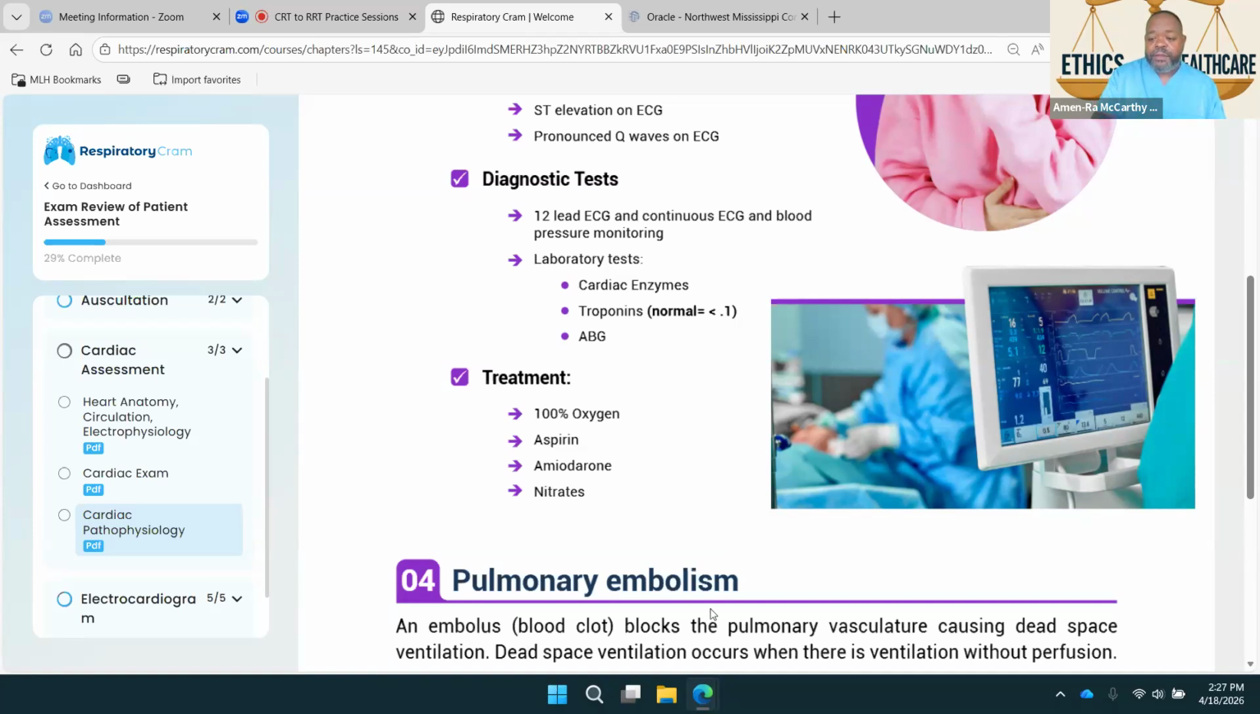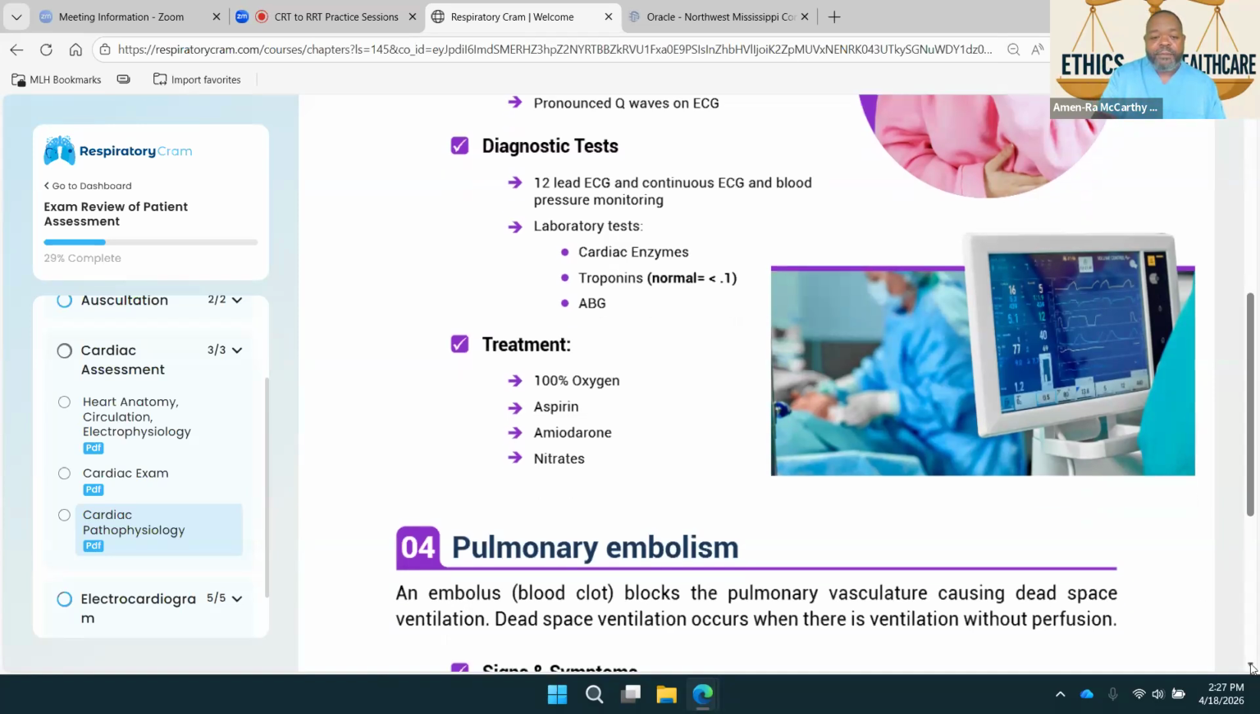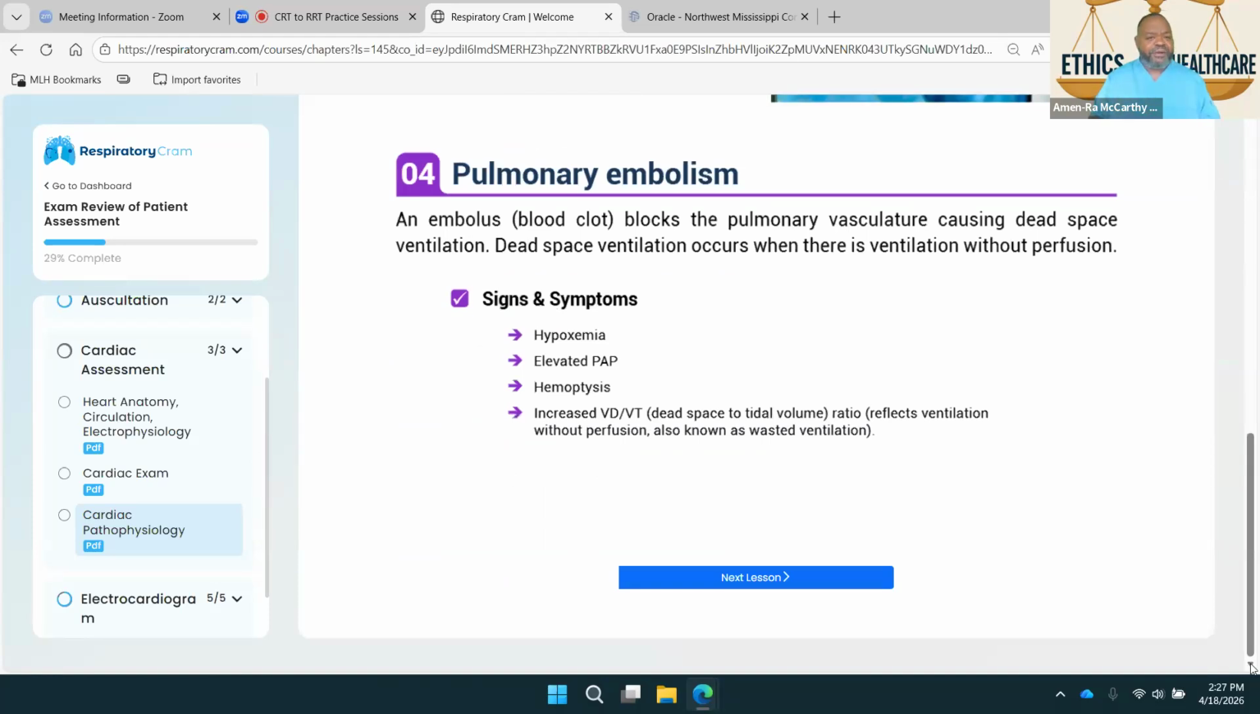Don't have much time. And what about a PE? Pulmonary embolism. That's scary. We see a lot of patients that fall right out in your face over pulmonary embolism. You thought it was a heart attack. You start treating for heart attack, and it wasn't a heart attack. It was a PE, okay? But it looks just like a heart attack.